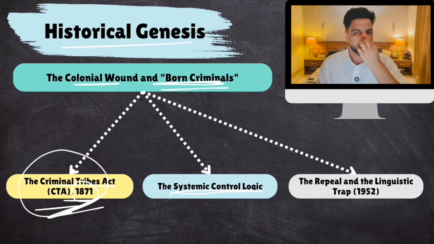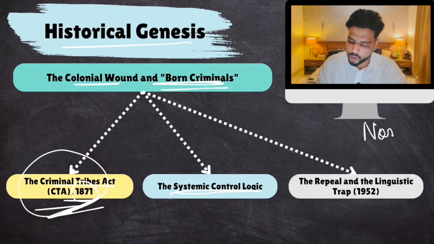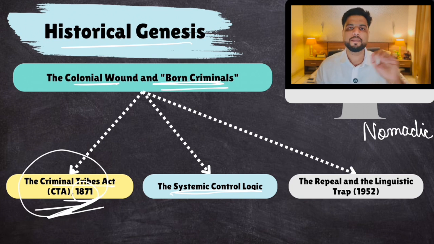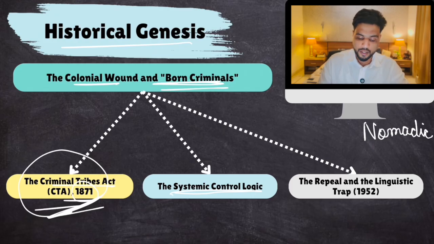Because the British thought that nomadic communities are difficult to control because they do not settle at one place. Because they do not settle at one place, you cannot tax them, you cannot catch them. It is difficult to control them. So that is why many of these nomadic tribes were branded criminal. By branding them criminal, it was easier for the colonial police to control them.